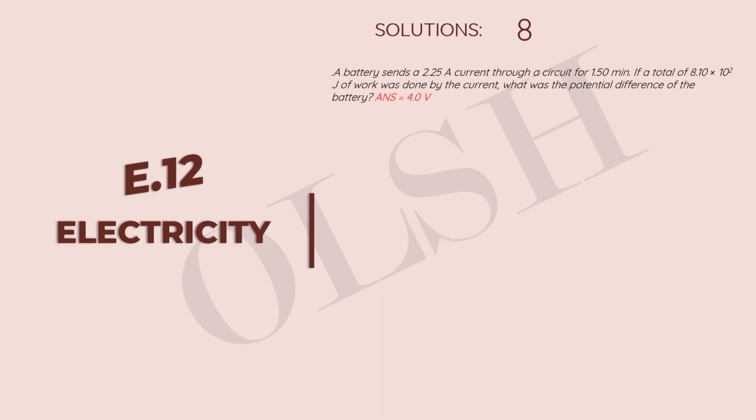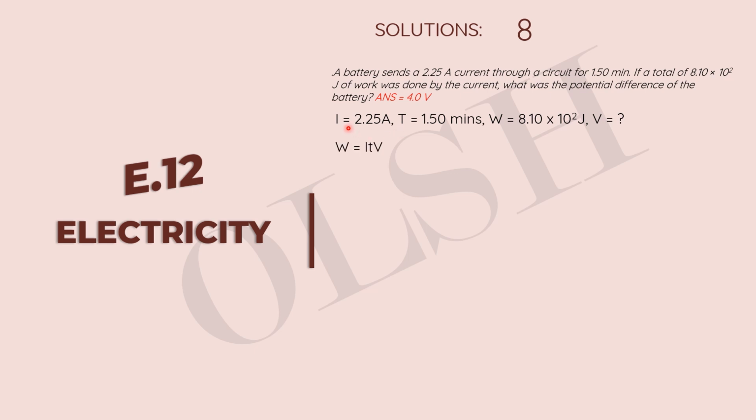We have a battery that sends a 2.25 amps current through a circuit for 1.5 minutes. If a total of 8.10 times 10 raised to power 2 joules of work was done by the current, what was the potential difference of the battery? Okay, so we have these parameters: current 2.25 amps, the battery sends 2.25 amps current through a circuit for 1.5 minutes. So time is 1.5 minutes. Work done is 8.10 times 10 raised to power 2. So we're trying to find V.